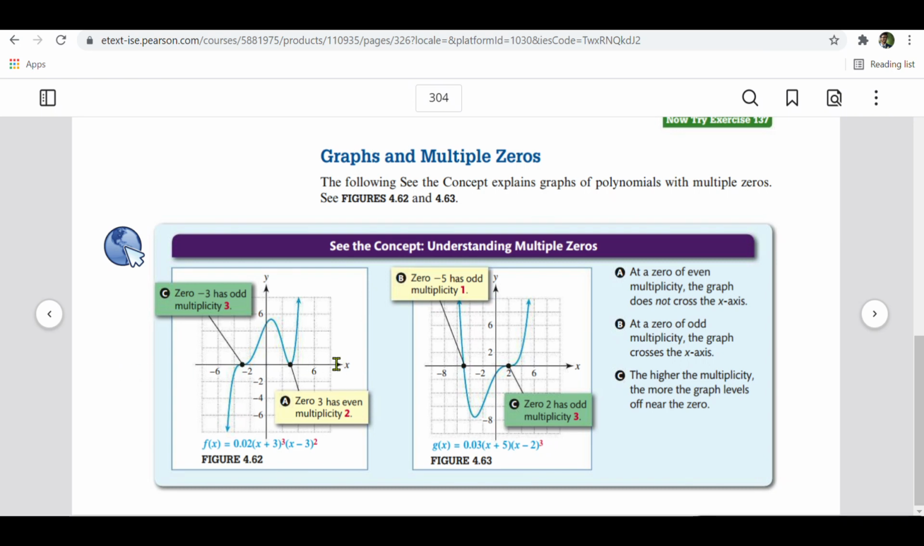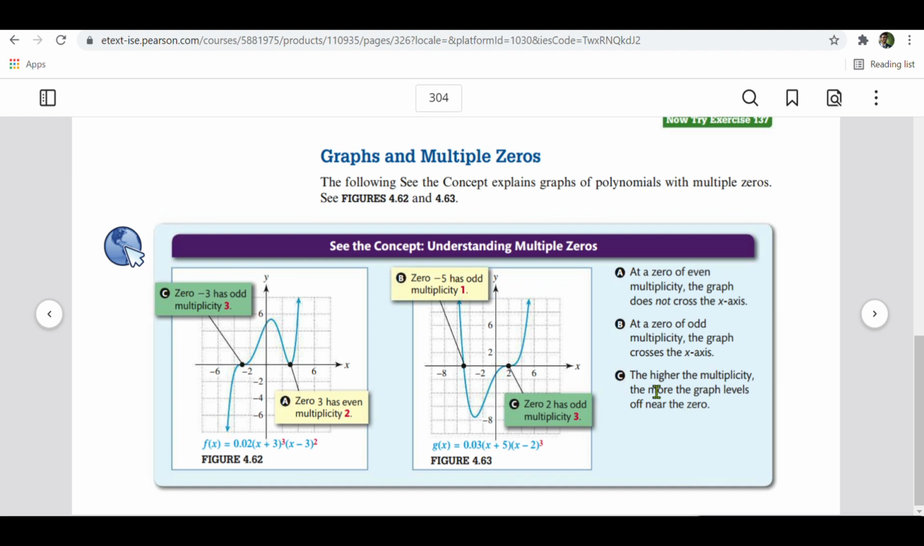So the difference is, at a zero of even multiplicity the graph does not cross the x-axis. You can see here the graph did not cross the x-axis and the multiplicity is even. And when the multiplicity is odd, the graph will definitely cross the x-axis. So that's a very nice property possessed by the graph according to the multiplicities.